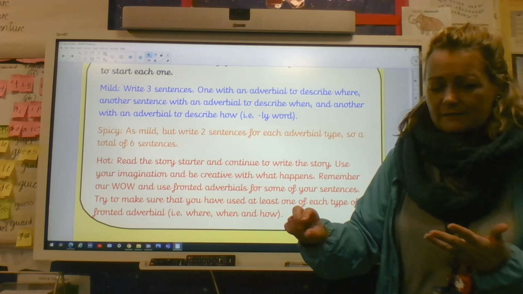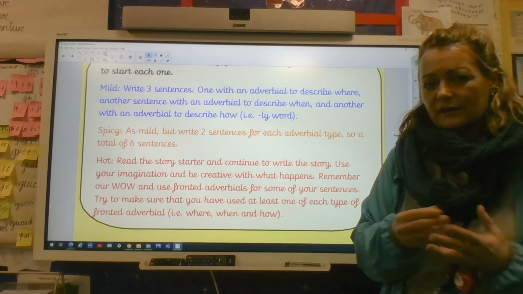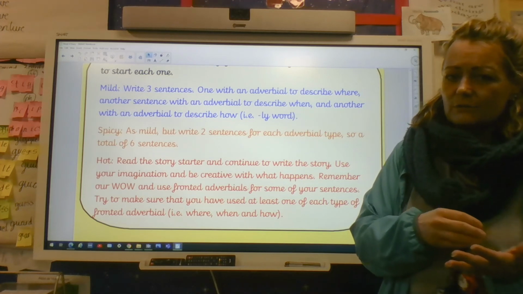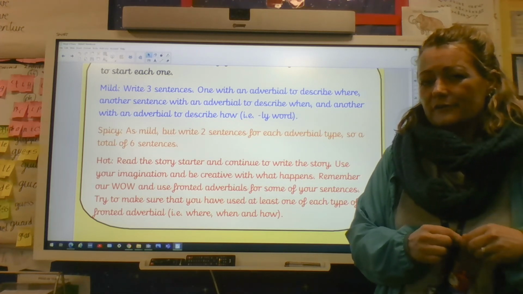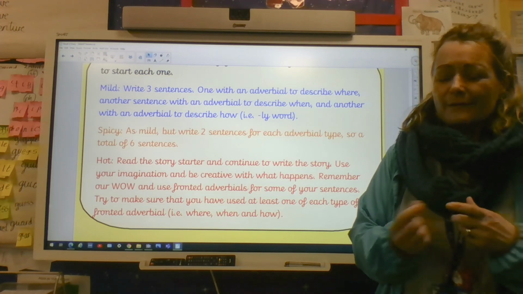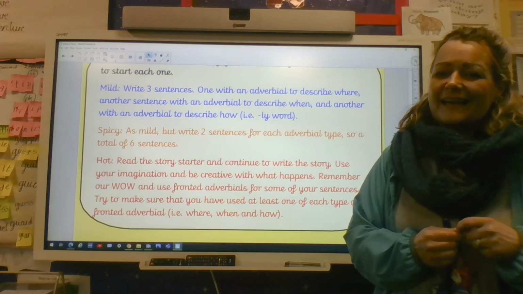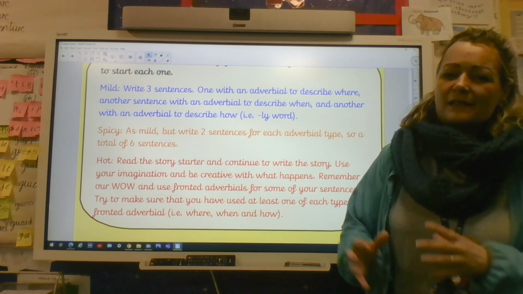You might write it down and then go back and think, oh, actually I can improve it. It would sound better if I rearranged it or perhaps chose a different fronted adverbial. Read it out loud. That often helps. That's a good way of checking that it makes sense. Okay, enjoy it and make the most of this.